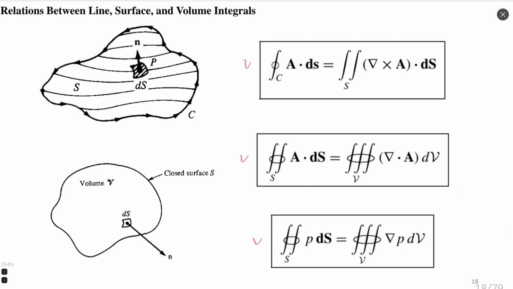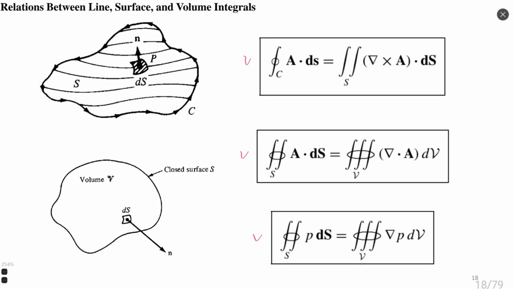These transformations would be important when we find simplified equations in aerodynamics. I think very soon we will use these formulas.